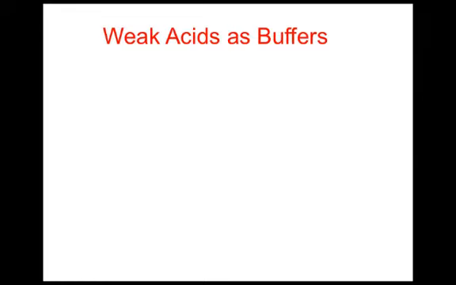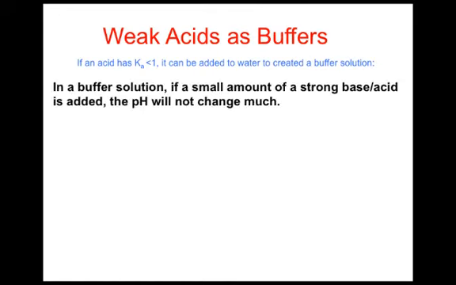So now we're going to talk about the basic idea of what a buffer is, and we're going to use the example of weak acids as buffers. You could also have weak bases as buffers, but we're just going to go through weak acids, and the same concept applies for weak bases. You just flip acid and base. This Ka has to be less than 1, the weak acid that is, to make a buffer solution.